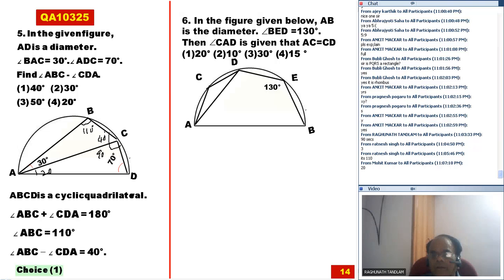Mohit, I've told you not to post answers in public. I still don't know whether the answer is right or wrong. I think we should follow some discipline because we are giving time for others.